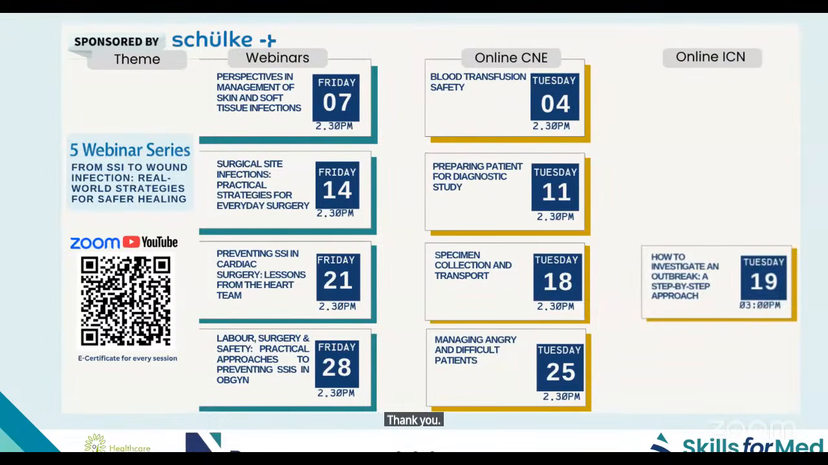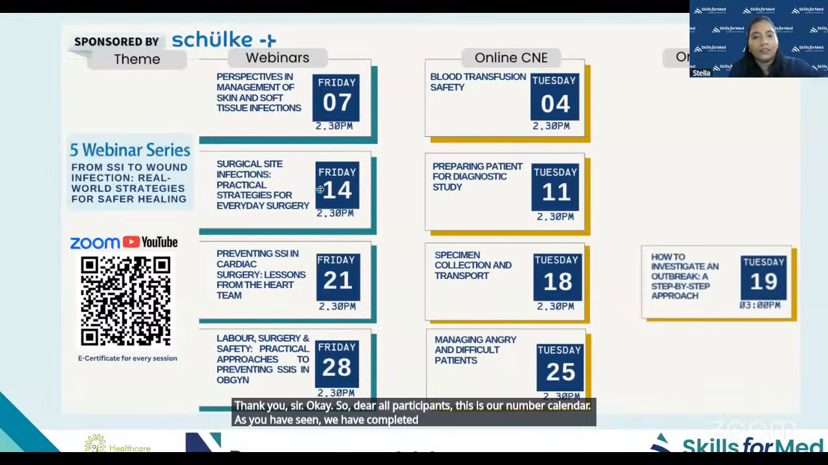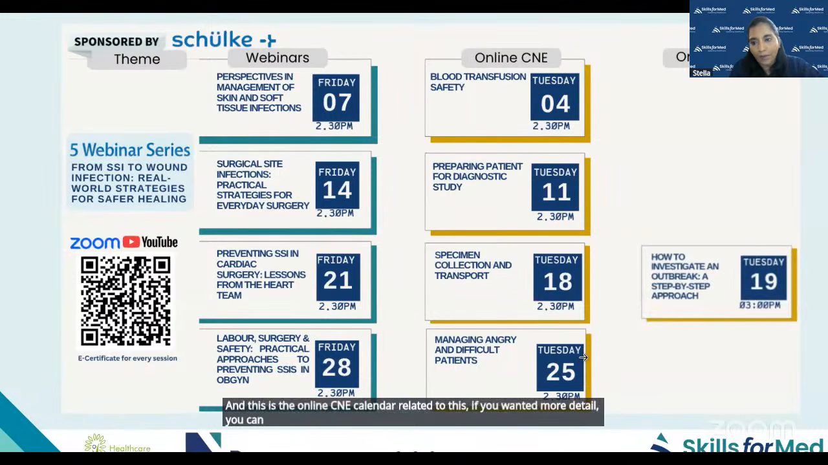Dear all participants, this is our November calendar. As you have seen, we have completed the 14th November session today. And we have two more SLK series sessions in November, on the 21st and the 28th. And on December 5th, we have the fifth webinar of the SLK series. And this is the online CNE calendar. If you want more detail related to this, you can contact our admin manager.